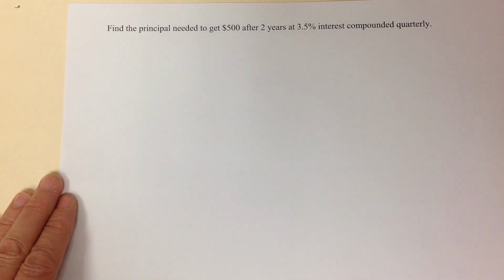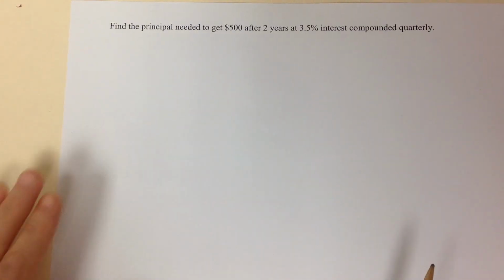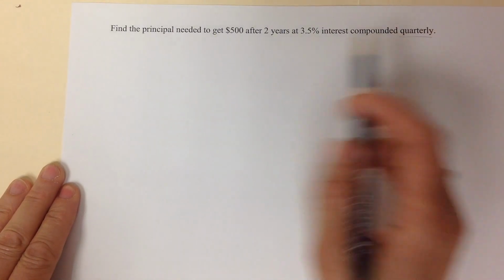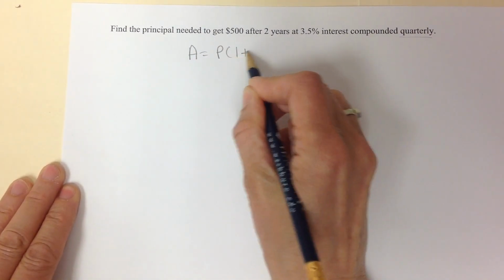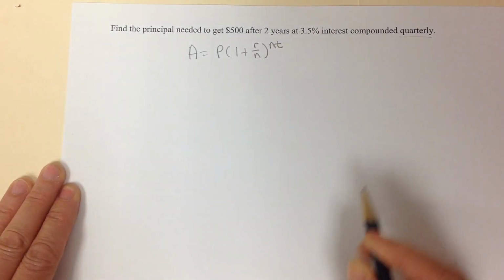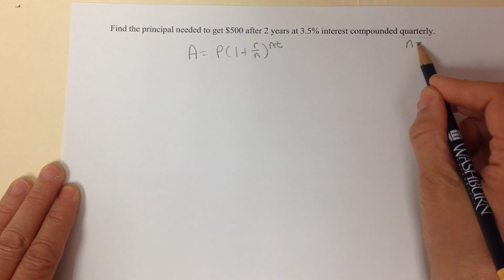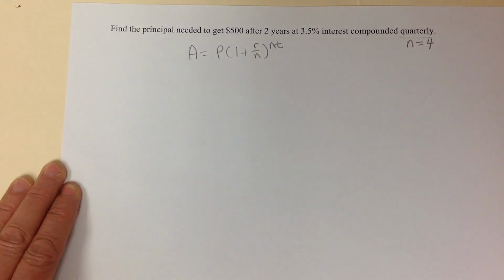So we want to find the principal needed to get $500 after 2 years if we're investing at 3.5% interest compounded quarterly. With the quarterly, I know my formula is going to be A equals P times (1 plus r over n) to the nt. Quarterly tells me n will be 4. That's the number of compoundings per year.